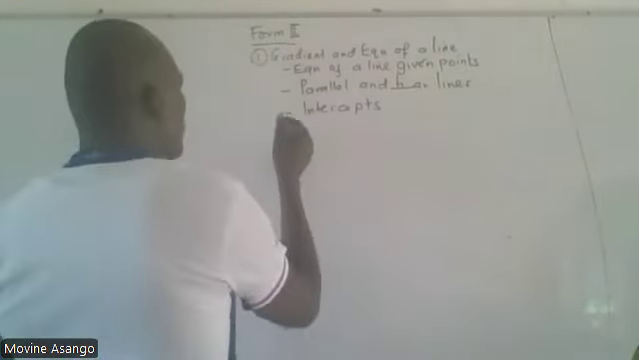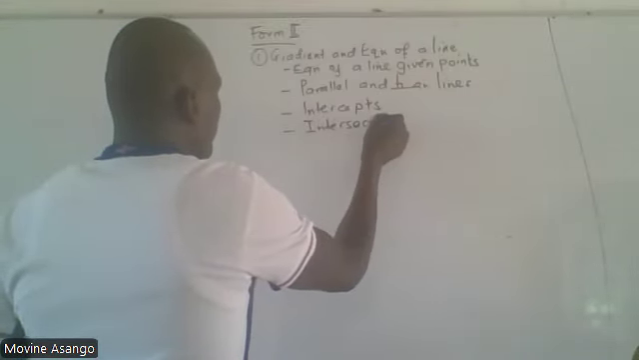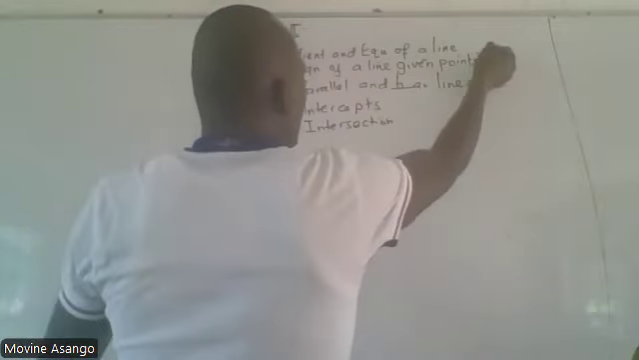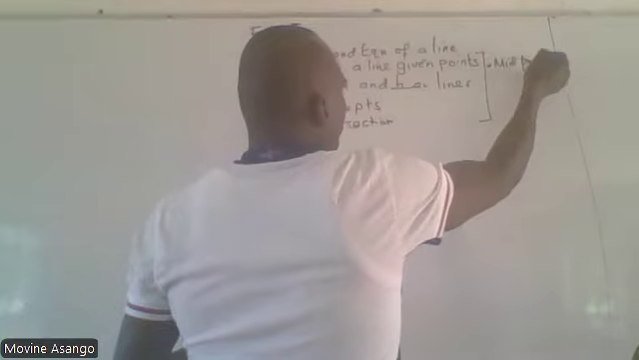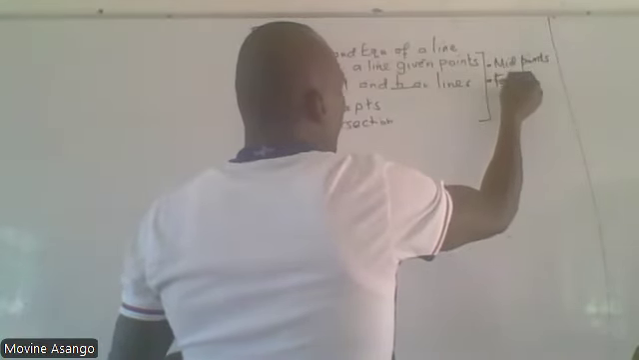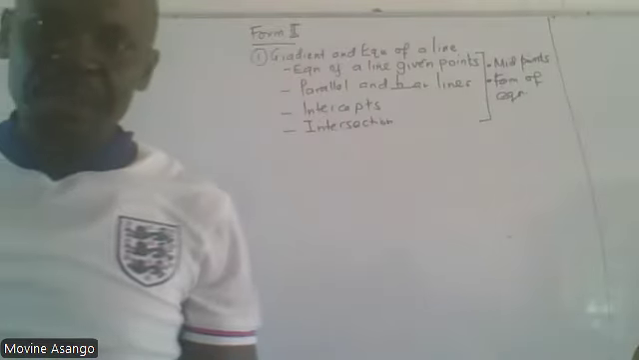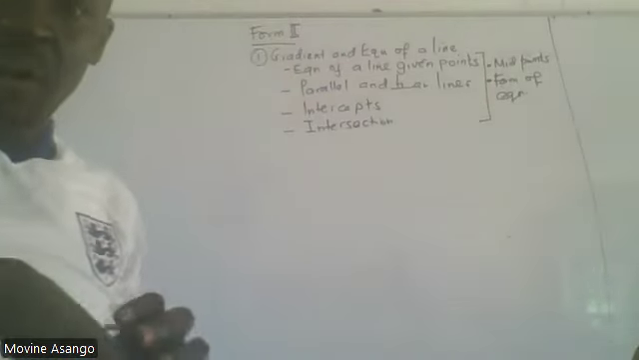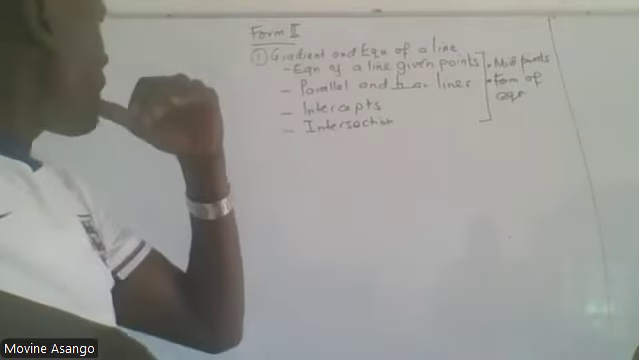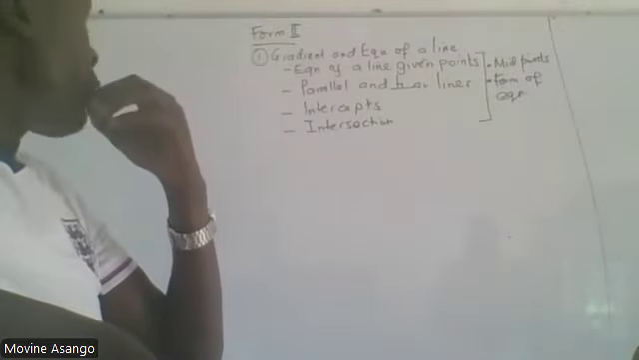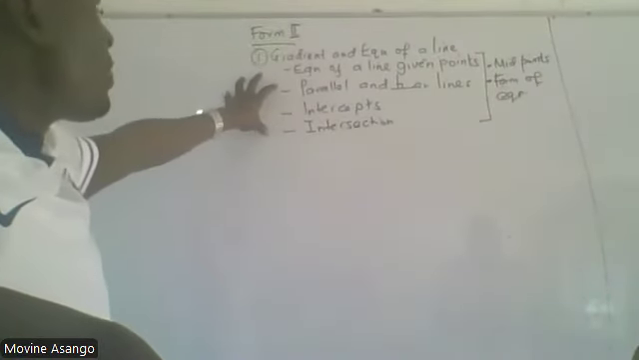And the fourth area of concern is point of intersection. As you look into all this, pay attention to midpoints and also to the form of equation. That is what is involved in the gradient and equation of a straight line.